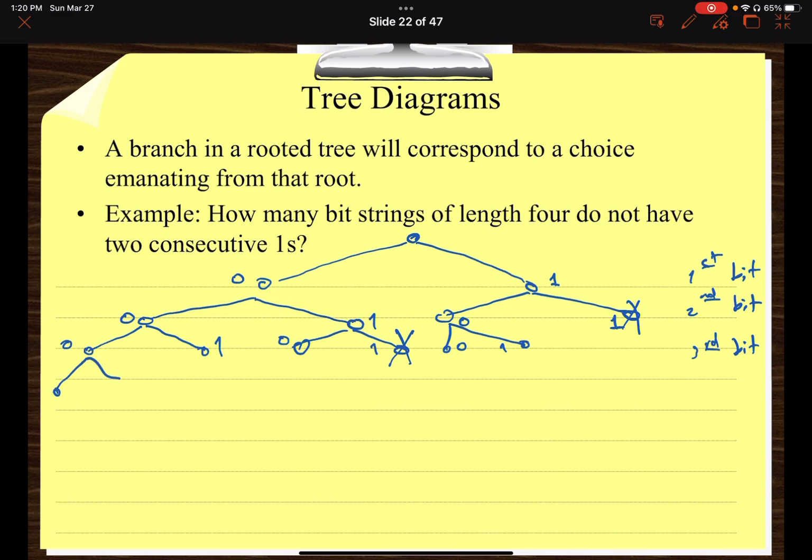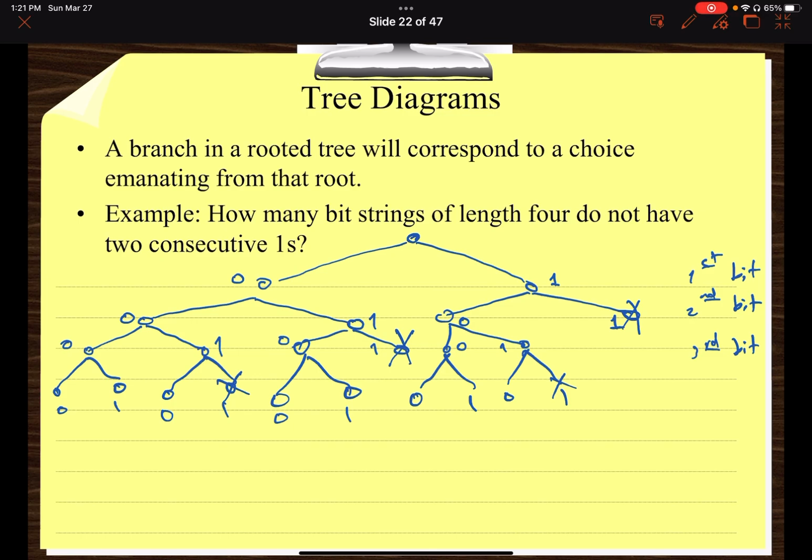So, 0, 1, 0, 1, 0, 1, 0, 1, 0, 1. Do I have any 2 consecutive ones? Yes. Where are they? On the right side. Well, I have this one, right? And 0, 0, 1, 1, basically this one. Anything else? No.